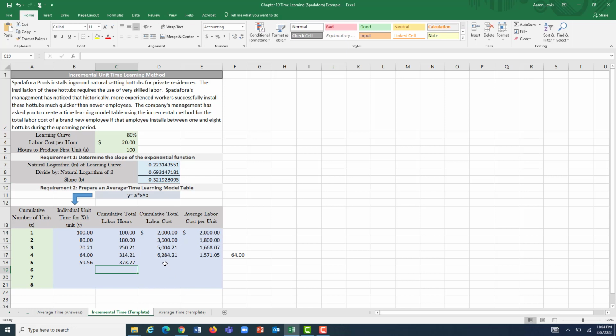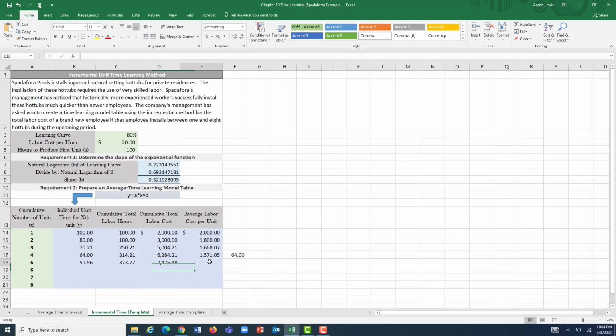Our cumulative total labor cost. How do we find that? Well, we multiply our cumulative total labor hours, and again we always used a different number here, whatever number it was for that particular level of production. So that doesn't want to be absolute. But our labor cost per hour never changes. So we want to make sure that we're always multiplying by 20. Again, I'm going to do that by hitting F4. I'm going to hit enter here.